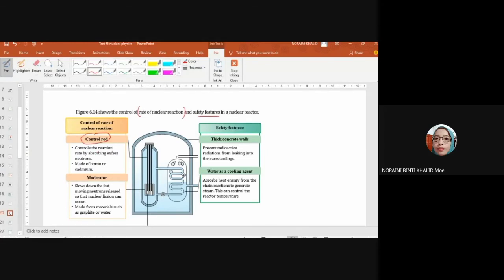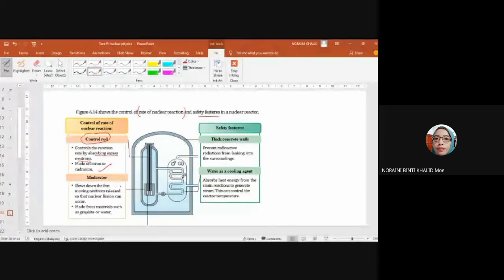Control rods control the reaction rate by absorbing excess neutrons. This one is made of boron or cadmium. Then, for the fission process to occur, the neutron must be a slow-moving neutron, so they must be moderated to slow down the fast-moving neutrons released so that nuclear fission can occur. This one is made of materials such as graphite or water.